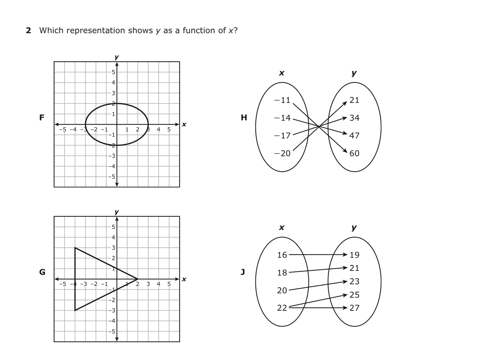Okay, problem number 2 says, which representation shows y as a function of x? Well, on the first one here, if you draw a vertical line, you will notice that there are actually 2 points if I draw a vertical line through here. And that means that there's 2 values for y for 1 value of x. And so this will not be a function.